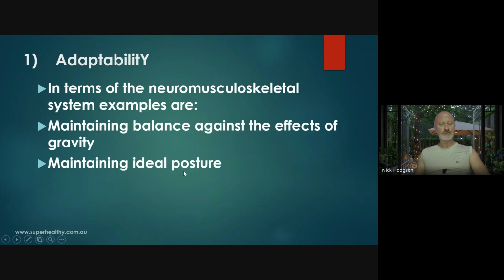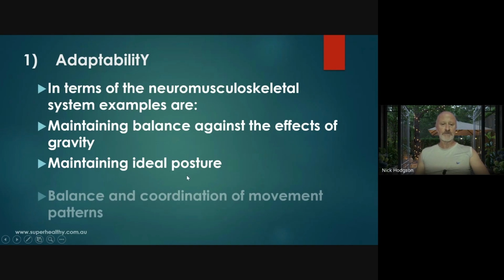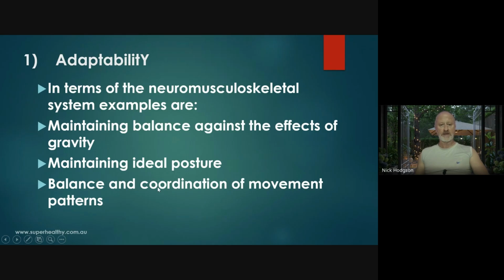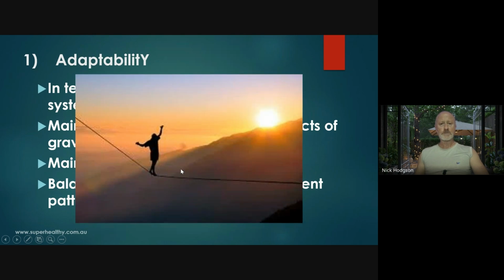You look nice and straight and stable, but there's a whole lot going on in order to be able to achieve that. So obviously the balance and coordination of movement patterns, so even simple movements require amazing adaptability to be able to coordinate and manage accurate movements, precise movements. So we have this tightrope walk going on in our lives where we're walking straight forwards, but there's a whole lot going on in order to be able to achieve that.